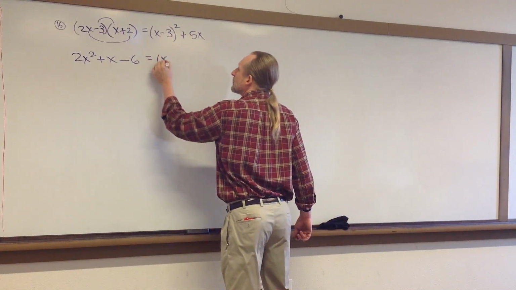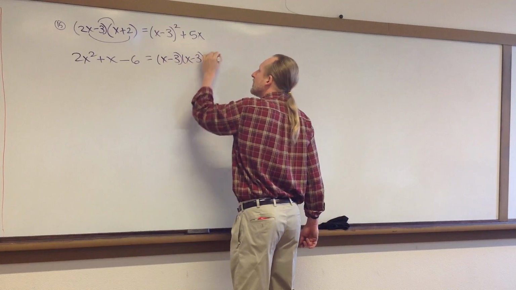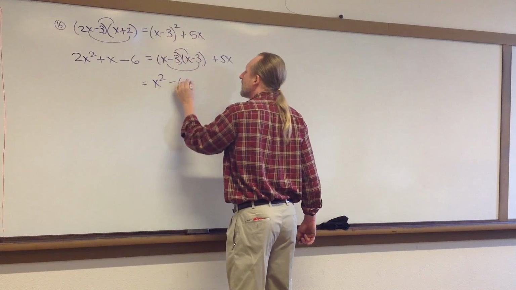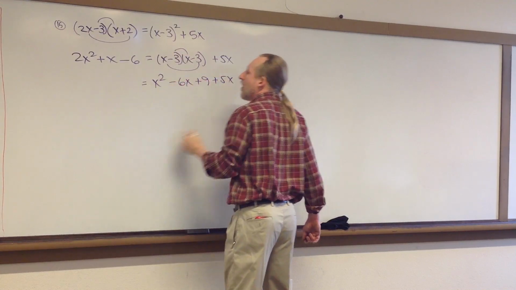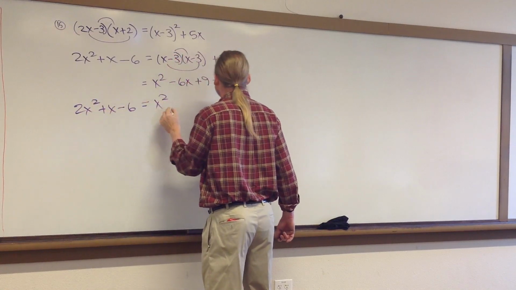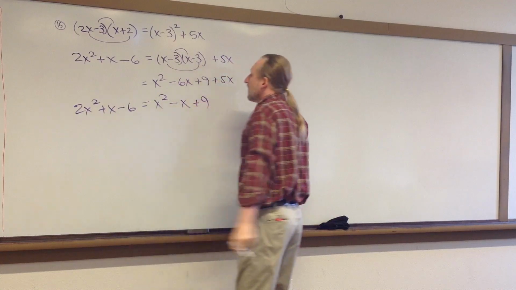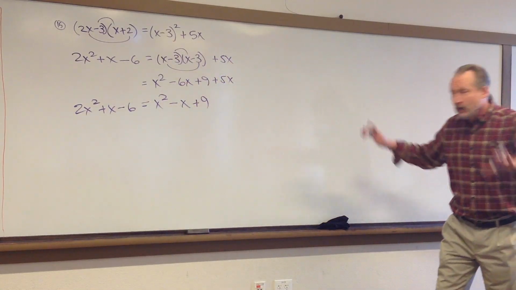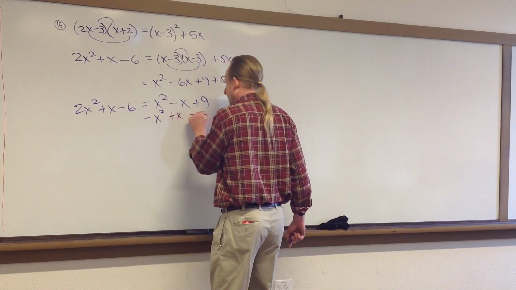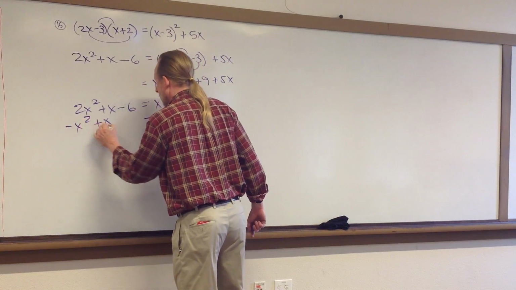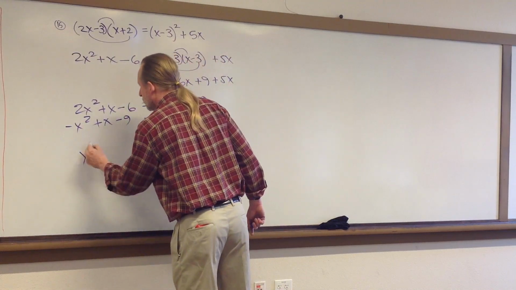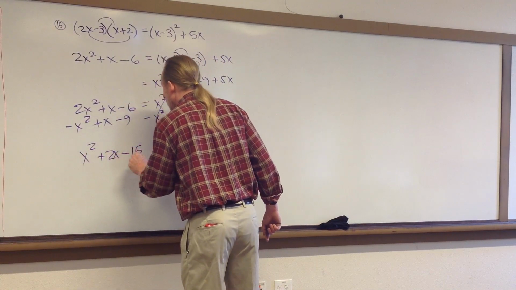This x minus 3 squared is x minus 3 times x minus 3. And so that'll be x squared minus 6x plus 9. So what we get here is 2x squared plus x minus 6 equals x squared minus x plus 9. Okay, I'm going to move everything over to this side. So subtract x squared, add x, and subtract 9. These all cancel out. This will be x squared plus 2x minus 15.